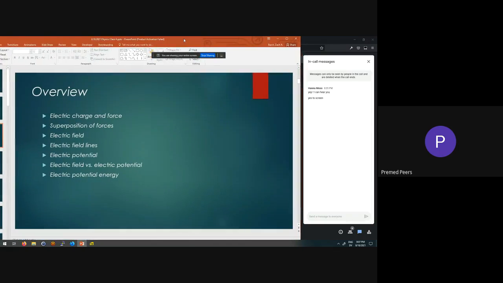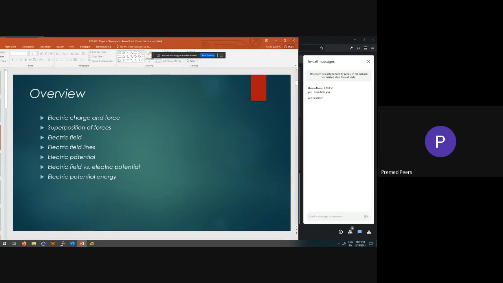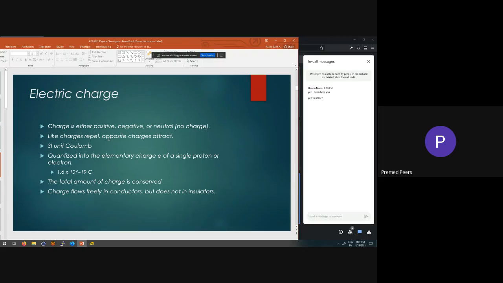So here's the overview. Don't want to talk about all of this because we'll get into it shortly. Basically, we're looking at point charges and charge distributions, the force and the field and the energy that those create. So first of all, what is electric charge? So we have kind of an intuitive understanding of what charge is.